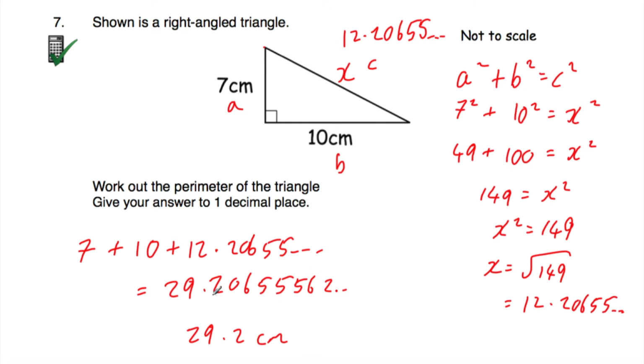And we've been asked to give our answer to one decimal place, so that would be 29.2 centimeters to one decimal place, because obviously it's 2 zeros, so we're not going to round up, so it's going to be 29.2 centimeters. So the perimeter of this right angle triangle to one decimal place would be 29.2 centimeters. The distance around the outside of it to one decimal place is 29.2 centimeters.